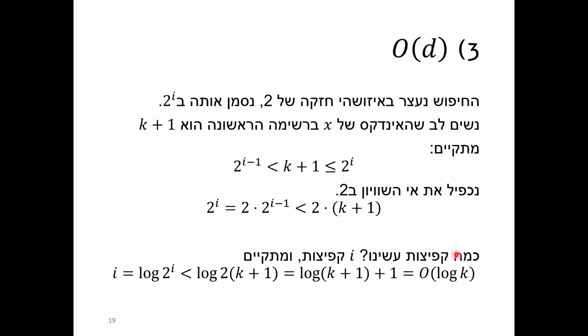So how many jumps have we done? We've done the same exact arithmetic as earlier, but i equals log 2 to the power of i. Using log rules, smaller or equal by this inequality, we apply log to both sides. And log 2 of k plus 1 is log k plus 1, plus 1, which equals O of log k.